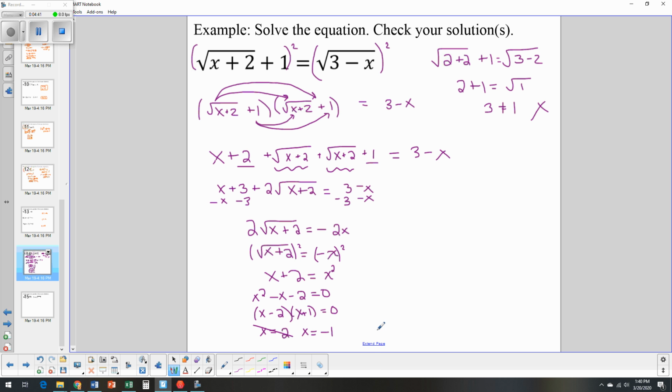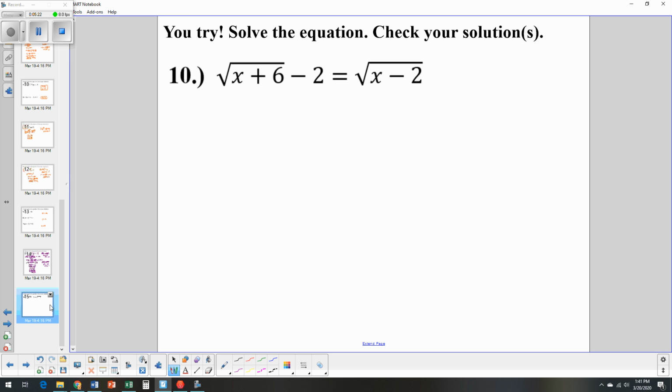So now we'll check negative 1. So I have negative 1 plus 2 under the radical, plus 1 equals the square root of 3. Now I'm going to do minus negative 1, so I'm going to rewrite that as plus 1. So we end up with the square root of 2 minus 1 is 1, plus 1 equals the square root of 4. So that's 1 plus 1 equals 2, which is in fact true. So our solution to this problem is actually x equals negative 1.